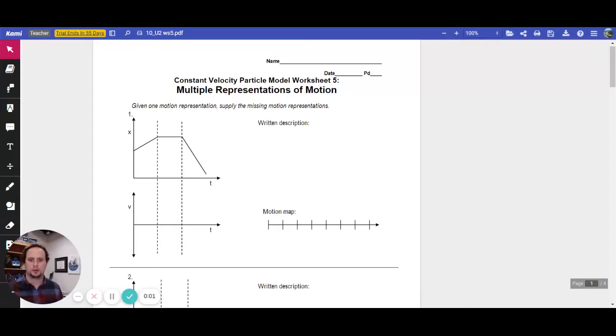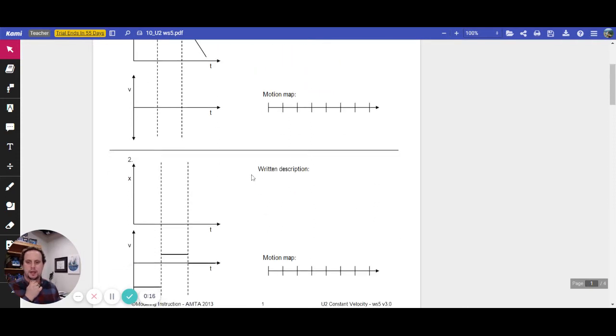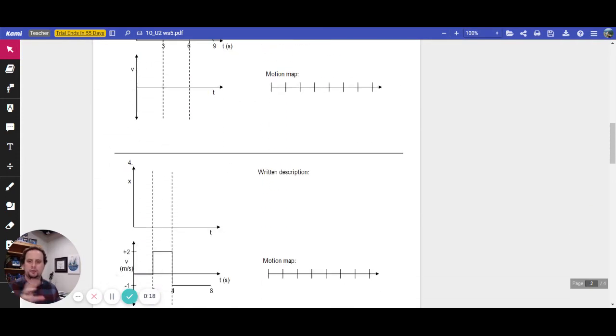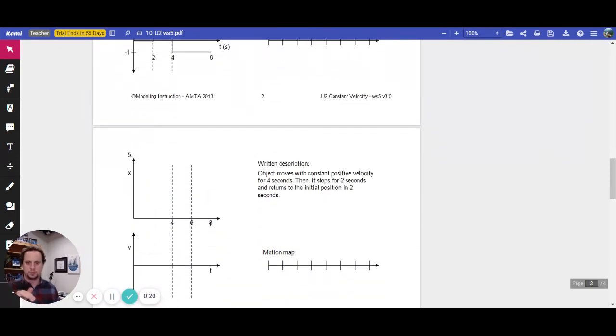Hello, what's up, guys? We're going to go over this worksheet here for homework. This is multiple representations of motion. What you're going to see is a position time graph, velocity time graph, written description, motion map. All four of those pieces are on this assignment, and there's a bunch of them that give you one thing, and you're going to need to do all the others.